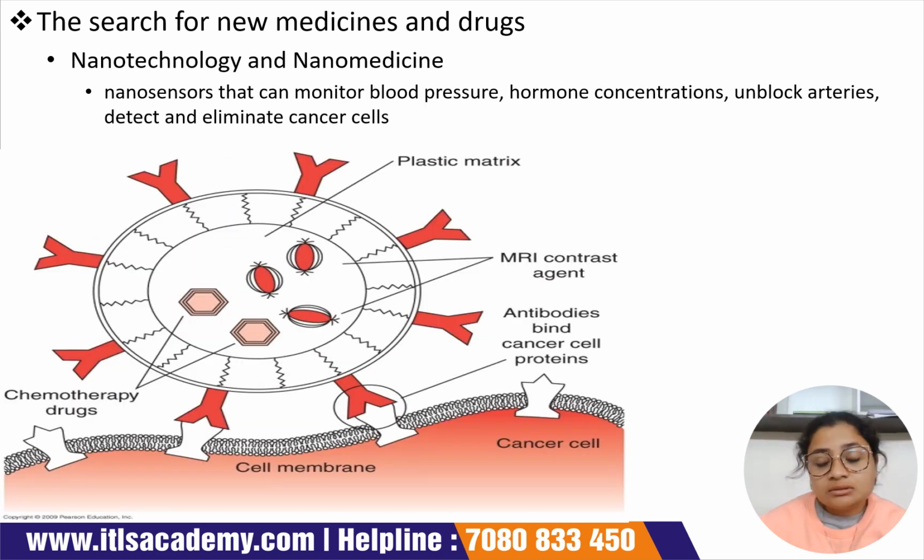Also, when we are talking about carrier molecules, nanoparticles are very important. What are nanoparticles? Nano means very tiny or very small. Obviously they cannot be seen with our naked eyes. Nanoparticles are mainly made up of metals. We have zinc nanoparticles, lead nanoparticles, mercury nanoparticles. So basically they are constituted of metals.